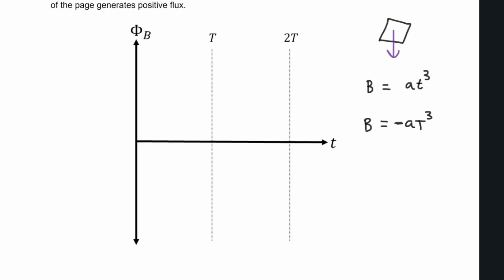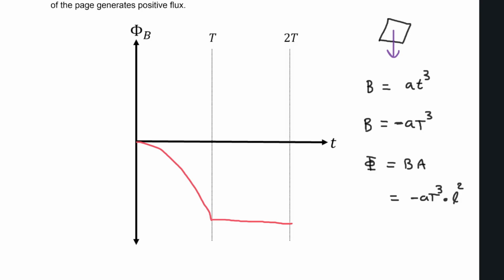And due to this dependence, this is the maximum value of B, and then to get the maximum flux, well, we know it's just going to be B times A. So we have to make sure to multiply that T cubed by the square of the length to get the area. And then we know that it's held constant after that. So we're just going to have an increasing magnetic field in the negative direction, and then the magnetic flux is held constant.